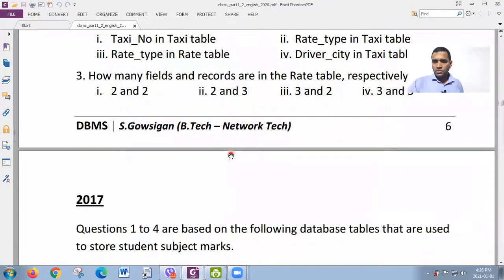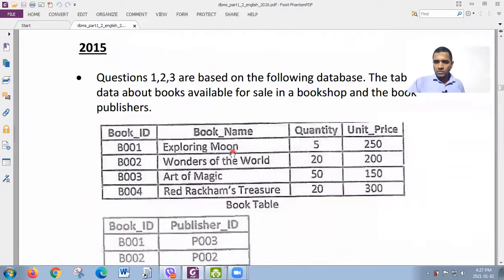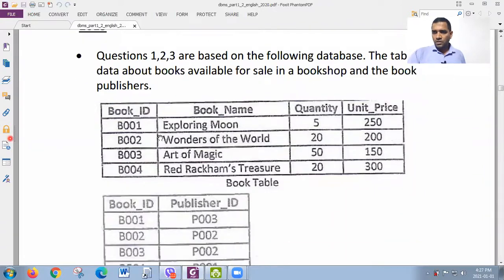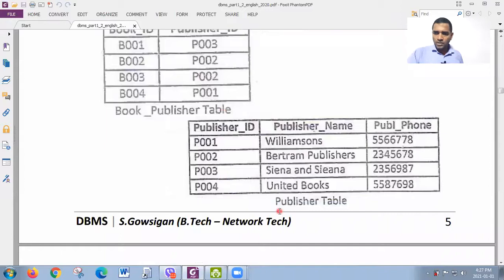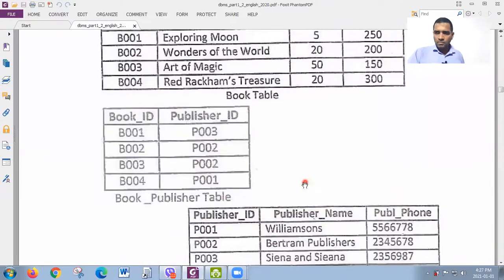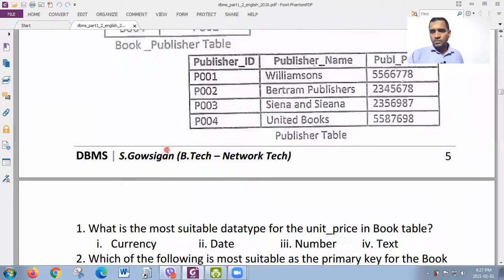Right, so these are the three questions in 2016. So let's move to the 2015. Okay, right. Look at the 2015. Questions 1, 2, 3 are based on the following database. The tables show data about books available for sale in a bookshop and the book publishers. Okay, so book details are saved in book table. And also publisher details are there in publisher table. In addition to them, you have another table which has the detail about book publishing. Look at this table. This has the data about book and also the publishers who published those books, right? So three tables. So look at the first question directly.